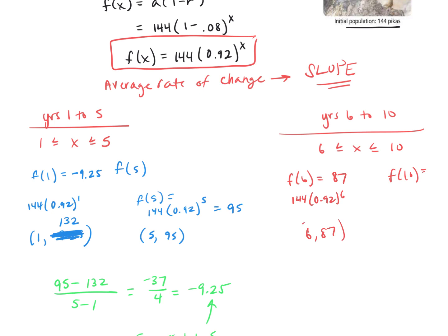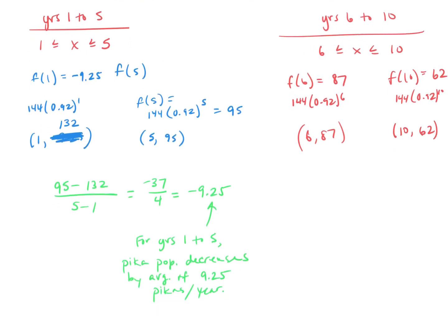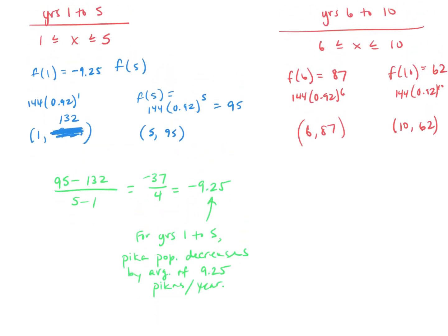6, 87. Then f of 10, we're going to take a 10 and plug it in for our x. So 144 times 0.92 to the 10th power. We get back a 62 when we do that. So that ordered pair is 10, 62. All right, average rate of change, we're going to find the slope. So y2 minus y1, 62 minus 87 over 10 minus 6. 62 minus 87 is negative 24 over 4, gives us a negative 6.